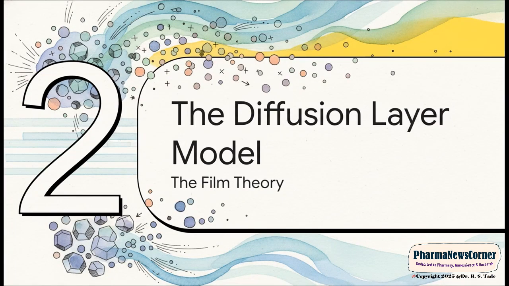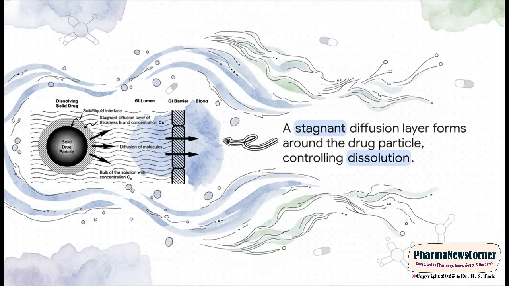All right, let's get into our first theory, and honestly, it's the big one. It's called the diffusion layer model, but you'll also hear it called the film theory. This is really the foundation for pretty much everything we're going to talk about. The core idea here is actually pretty cool. The theory says that when a solid drug particle is sitting in a liquid, a super thin, totally unstirred layer of that liquid forms right around its surface. Think of it like a little film.